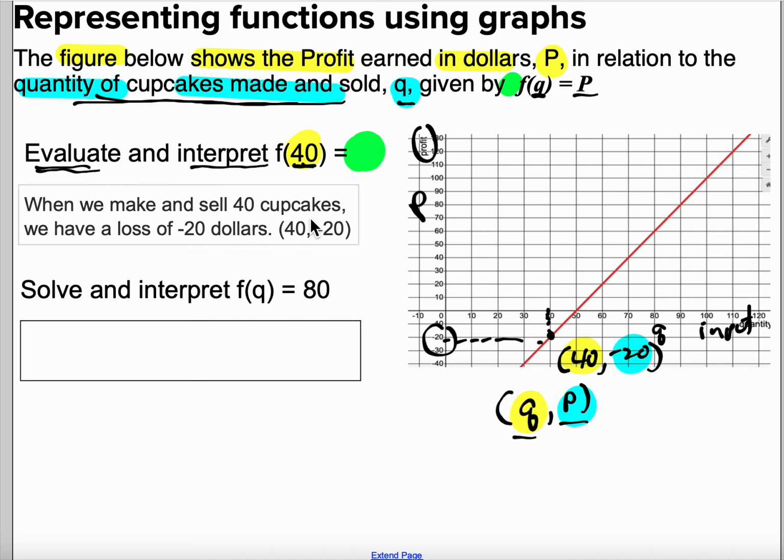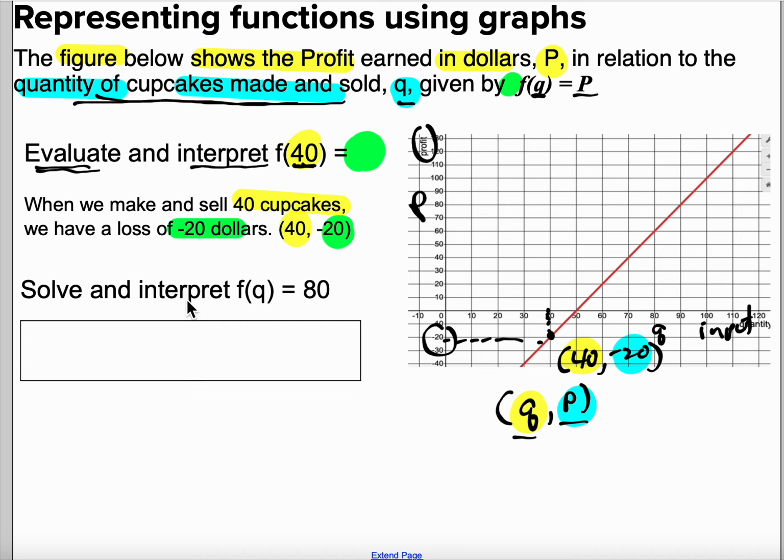All right, so I can describe this. When I make and sell 40 cupcakes, right? That's the quantity made and sold. 40 cupcakes, I have a loss of $20 right here. I can write that as an ordered pair, which I read right off the graph here. And I can also interpret it in context in a sentence.